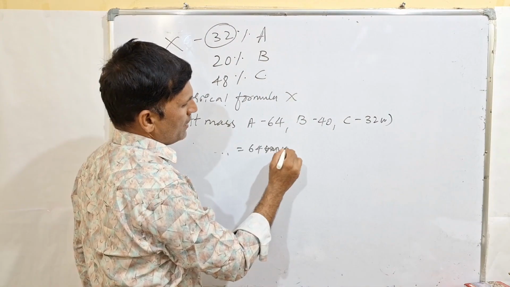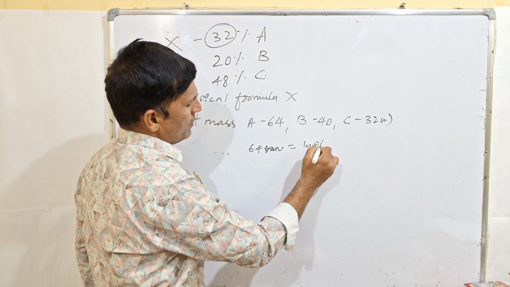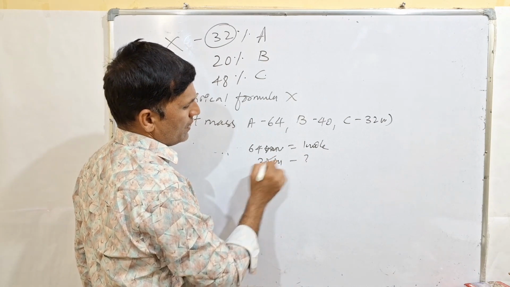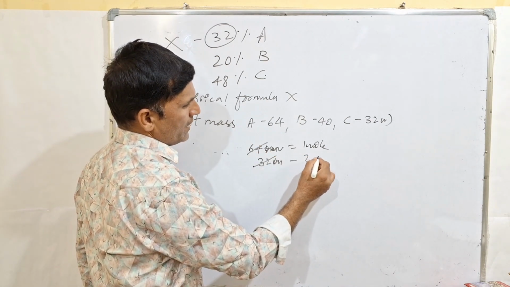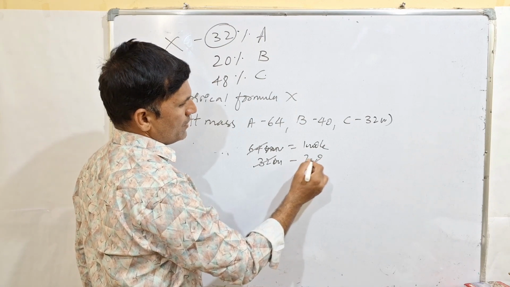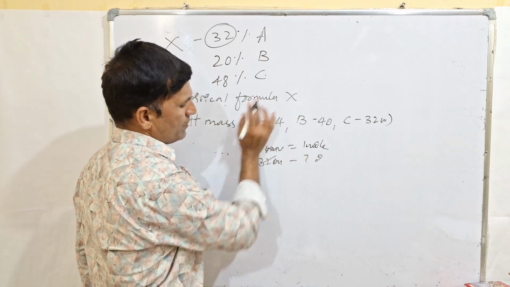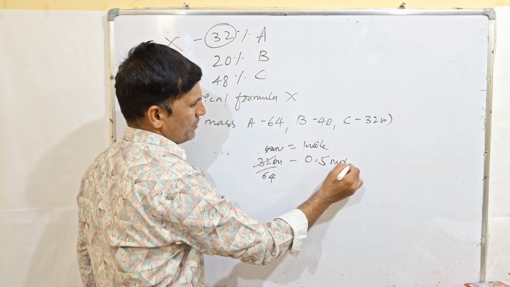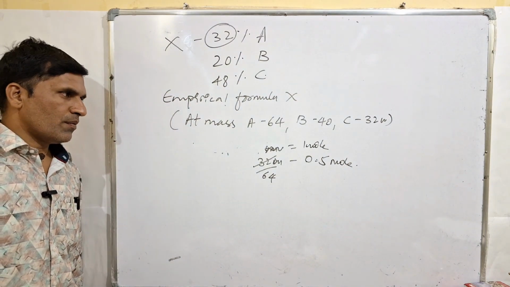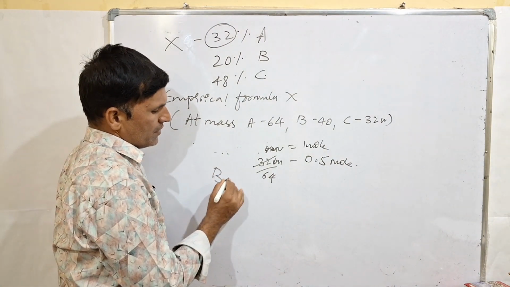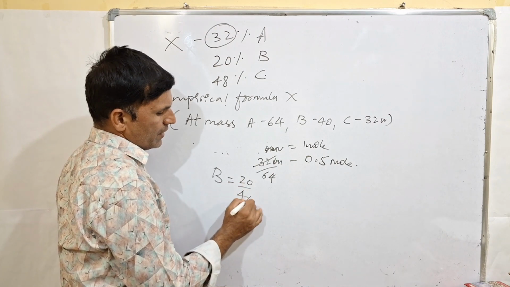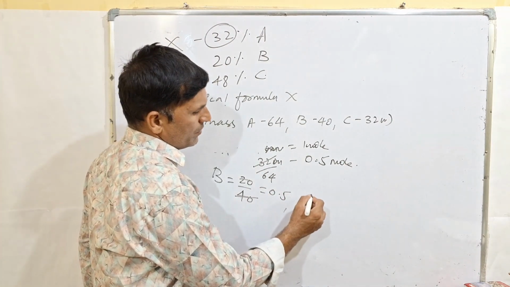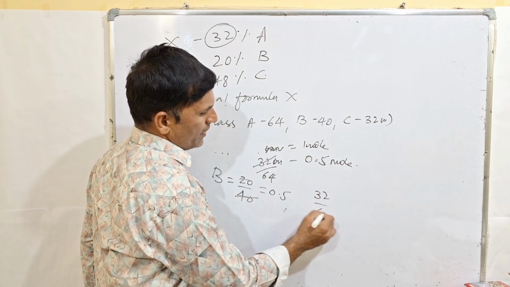See here, A unit corresponds to 1 mole, 32 corresponds to how many moles? So therefore 32 by 64, it comes around 0.5 moles. Okay, 0.5 mole. Similarly, B is 20 by 40, so once again, it is also 0.5 moles. Similarly, C comes out to be 32 divided by 48.